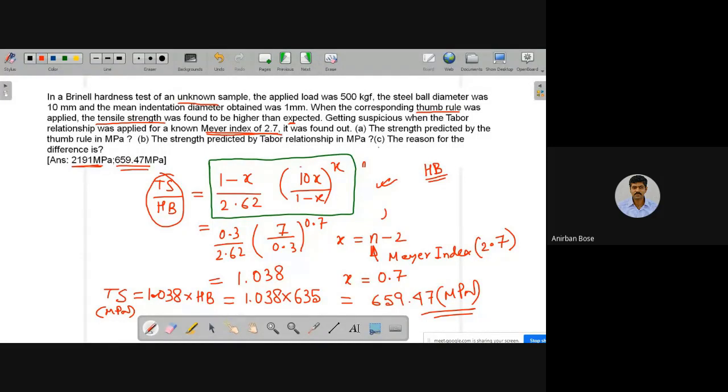Now the third part of the problem: the question is the reason for the difference, why you are getting different results when you use the thumb rule and when you use the Tabor relationship. Definitely we can conclude that since they are quite different, that particular material is not a steel sample. Okay, so this is the final answer corresponding to part C. The reason is that the sample is not a steel sample. If it is a steel sample, its value should be similar even if you use the Tabor relationship, or close to the actual value.